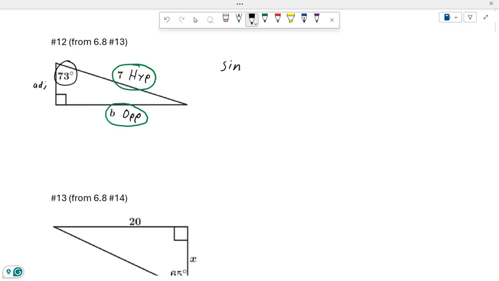If you want to solve for the other acute angle, it's 17 degrees, in which case you use cosine. But we're going to stick with the 73. The sine function is of an angle, so it's 73 degrees. That's the angle that we're talking about. The definition for sine is opposite over hypotenuse. In this case, opposite is labeled as B. It's the thing that I'm trying to find. And my hypotenuse is 7.